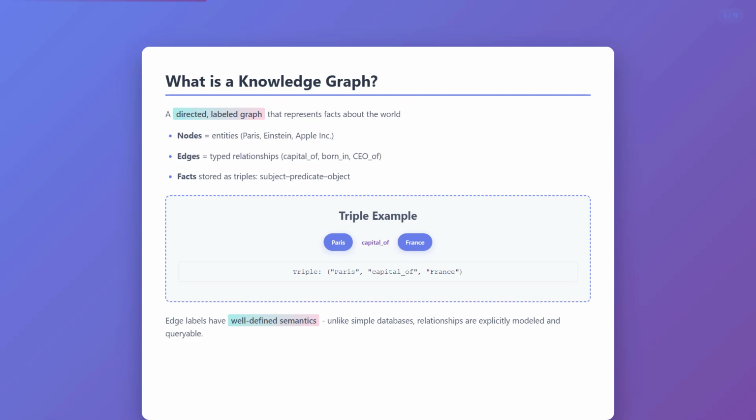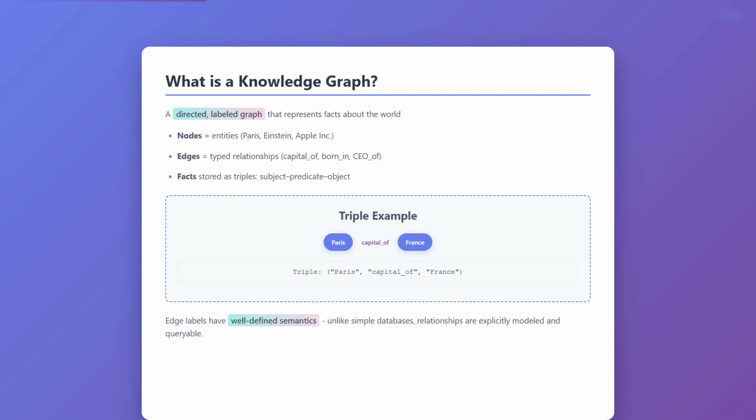So, what exactly is a knowledge graph? At its core, it's a directed, labeled graph that represents facts about the world. Think of it as a way to model knowledge the same way your brain might, through connections and relationships. The key components are nodes and edges. Nodes represent entities. These could be people like Einstein, places like Paris, or even abstract concepts. Edges represent the relationships between these entities.